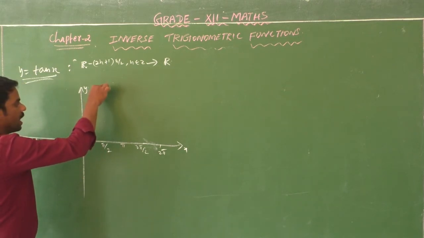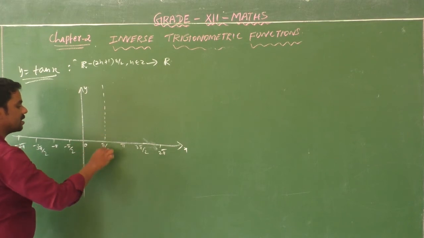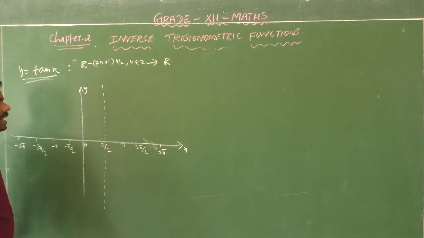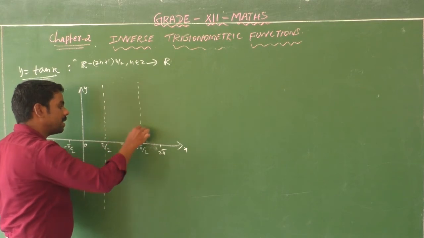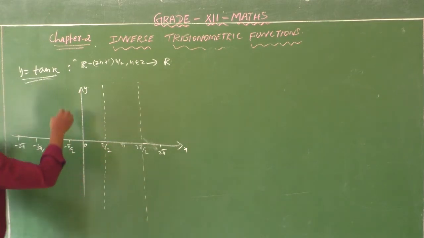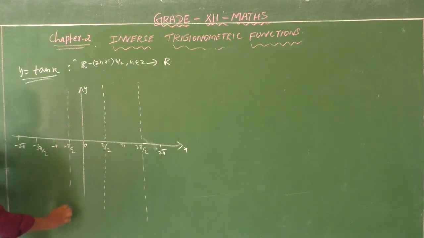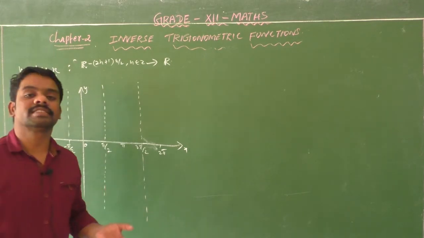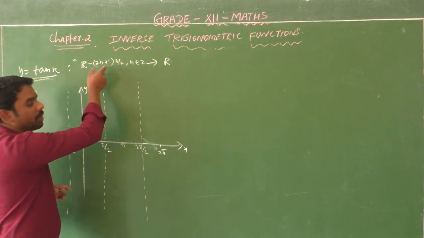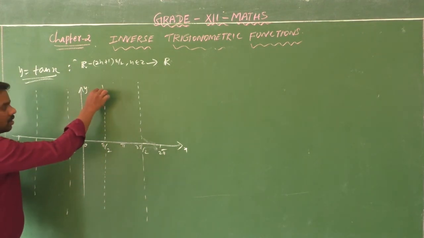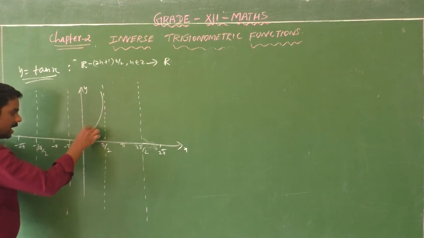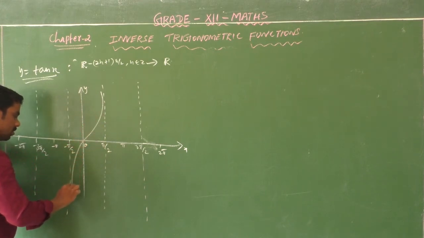Listen, the curve y equal to tan x is not defined at x equal to pi by 2, x equal to 3 pi by 2, x equal to minus pi by 2, x equal to minus 3 pi by 2, and so on. These are odd multiples of pi by 2. So the curve tan x passes through (0, 0).